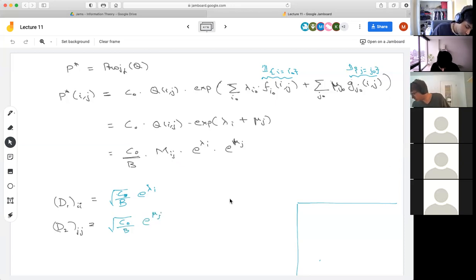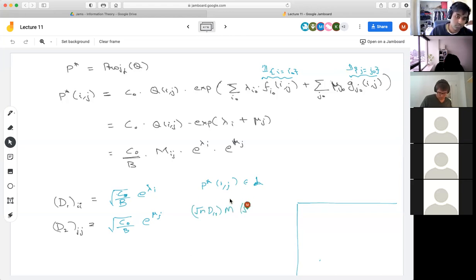And then we get the property that we want, because P star ij is in our linear family. So in particular, it has the property that probabilities in each row and each column add up to 1 over n. We have this property that if we look at root n times D1 times M times root n times D2, this is doubly stochastic.